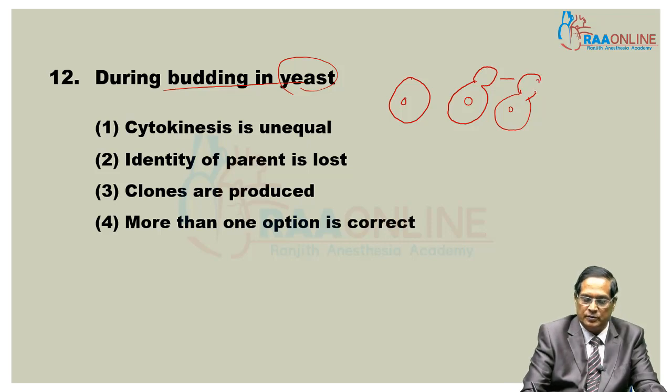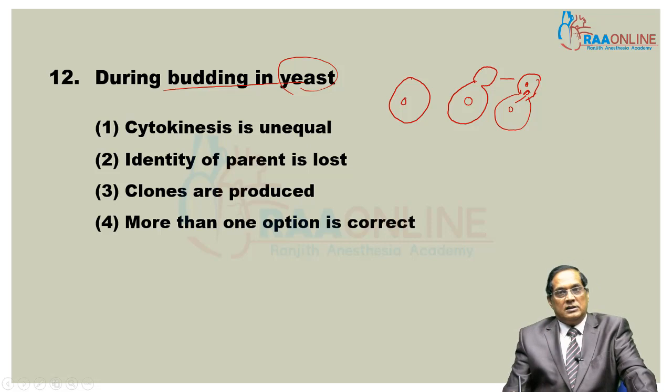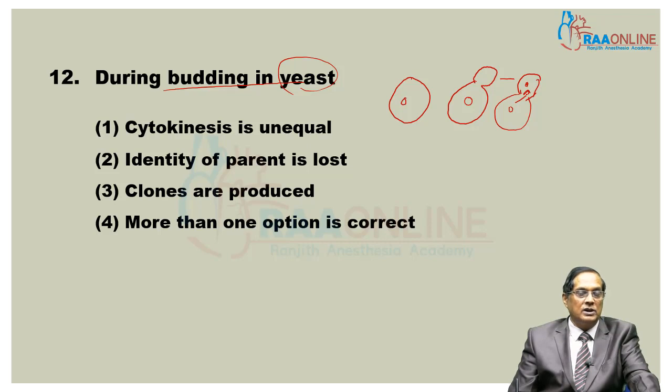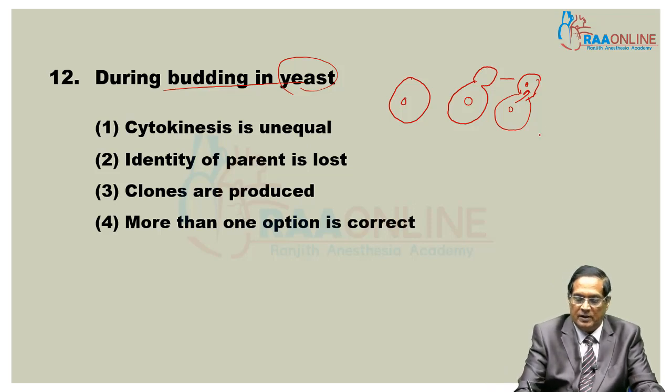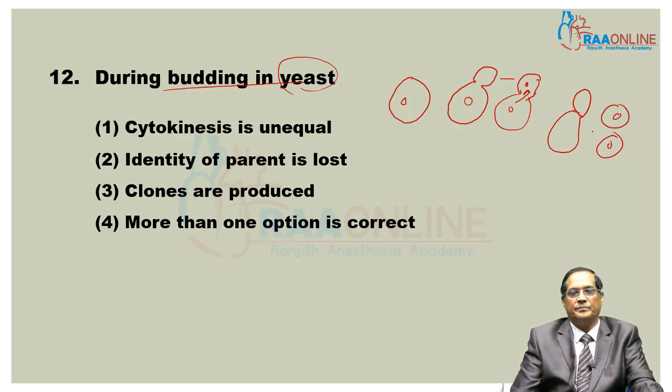First of all, the protuberance appears, then there is a division in the nucleus and one of the nuclei enters the bud. Cytoplasm has already entered with the appearance of the bud, but the nucleus divides after that. Then this bud constricts and finally gets separated, and two yeast cells are formed.